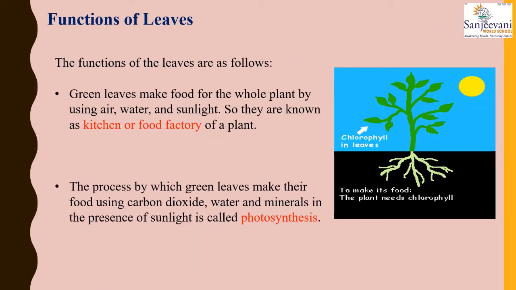Functions of leaves. The functions of the leaves are as follows. Green leaves, green plants, right? They make food for the whole plant by using air, water and sunlight. So they are known as the kitchen or food factory of a plant. Now there is one process called photosynthesis. Photo means light, synthesis means putting together. So the process by which green leaves make their food by using carbon dioxide, water and minerals in the presence of sunlight is called photosynthesis.